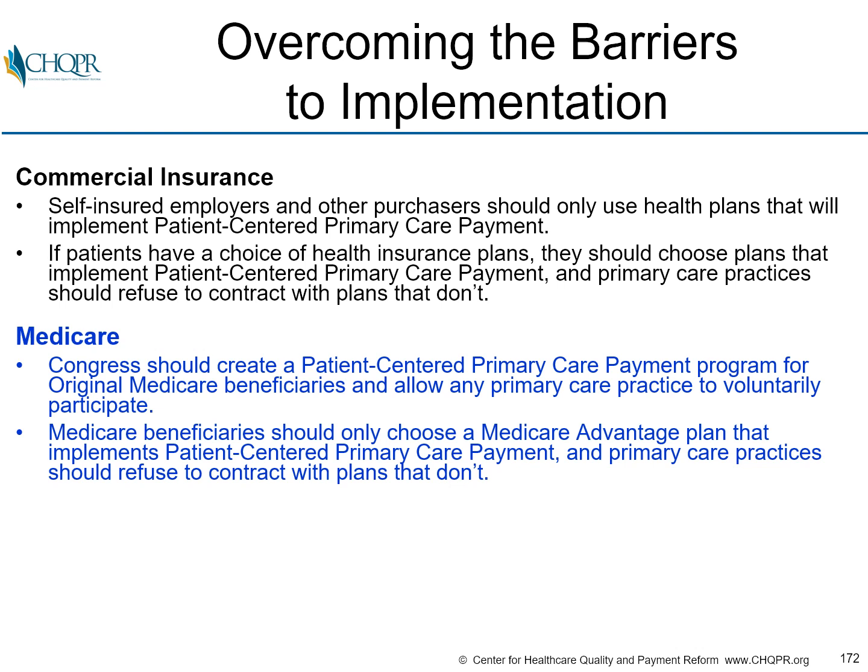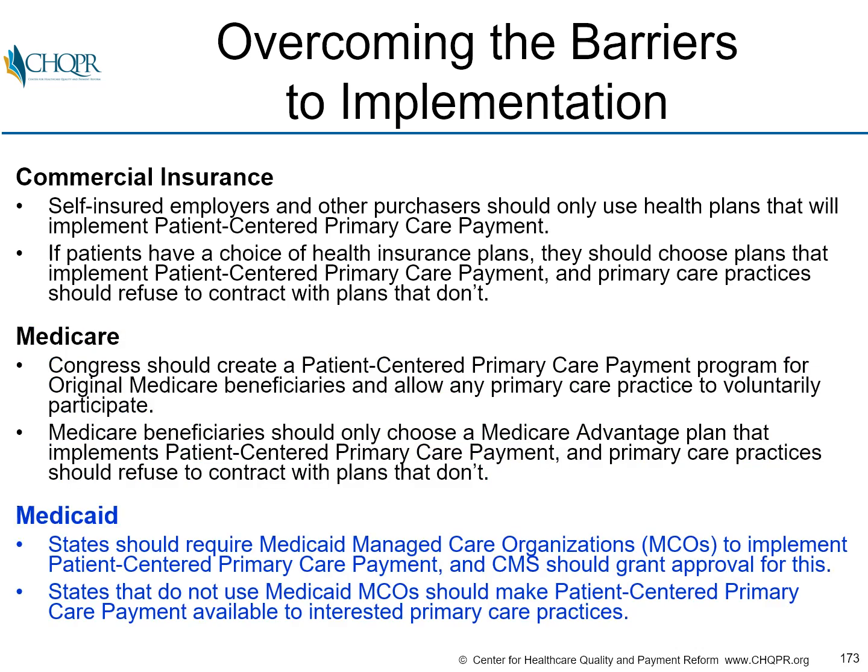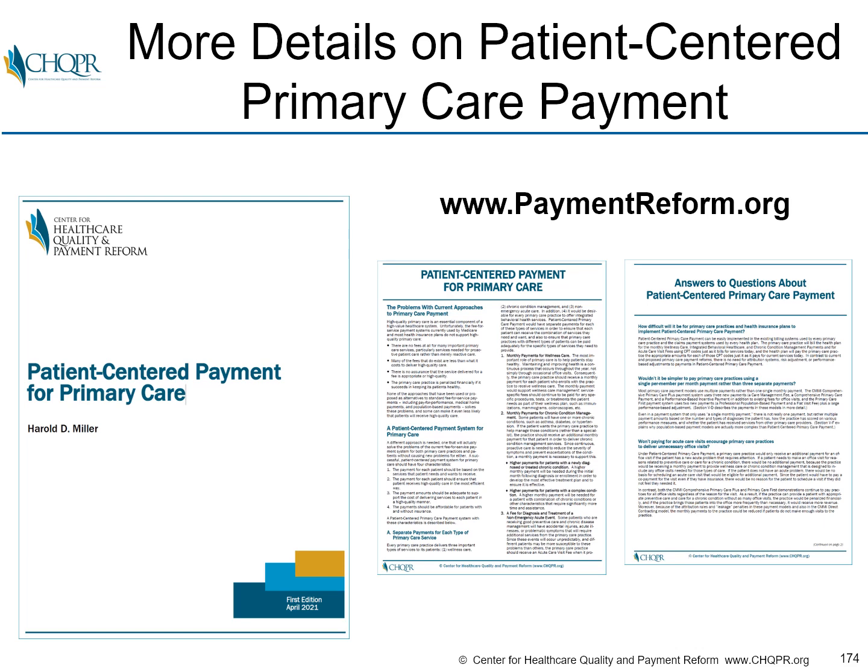Congress needs to ensure that the payment amounts for primary care are adequate without requiring cuts in payments to specialists. Those Medicare beneficiaries that choose a Medicare Advantage plan should only choose a plan that implements patient-centered primary care payment. Primary care practices should refuse to contract with the plans that don't. Finally, states should require that Medicaid managed care organizations implement patient-centered primary care payment, and the Centers for Medicare and Medicaid Services should grant approval for states to do this. In states that do not use Medicaid MCOs, the state should make patient-centered primary care payment available to primary care practices.